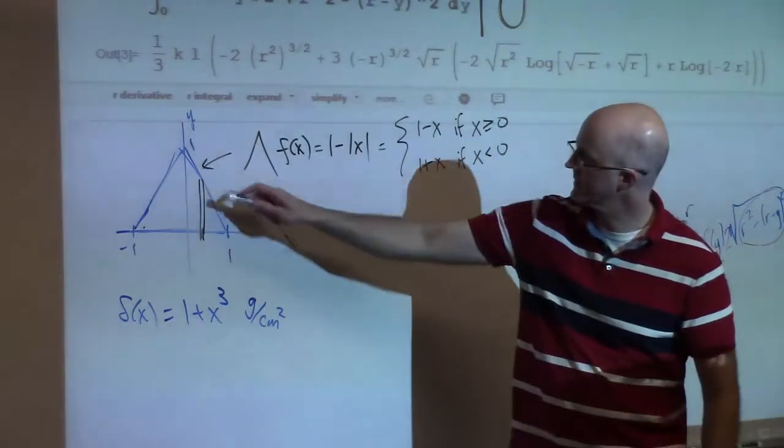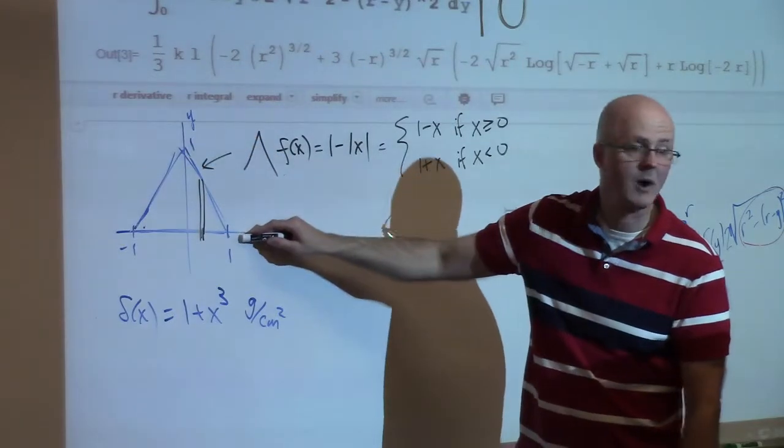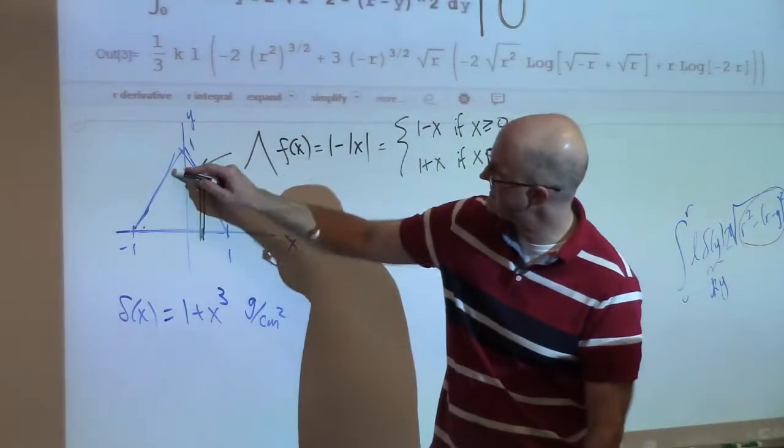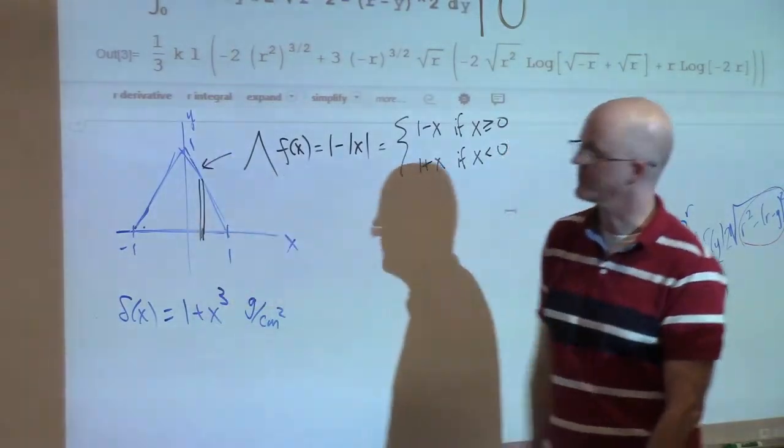Think about that. When x is bigger than 0, this is a line with a slope of negative 1 and a y-intercept of 1. When x is less than 0 over here, you've got a slope of positive 1 and a y-intercept still of 1.